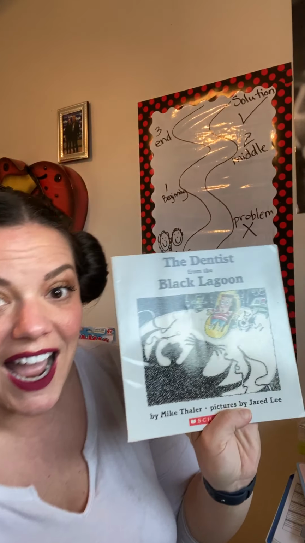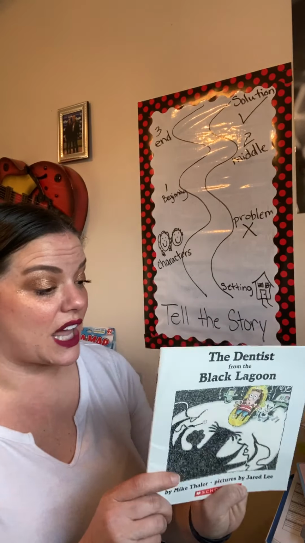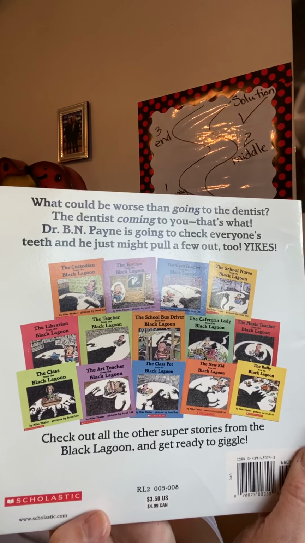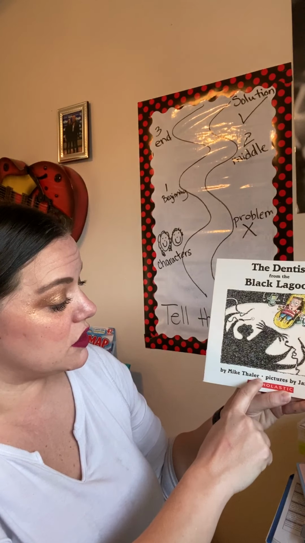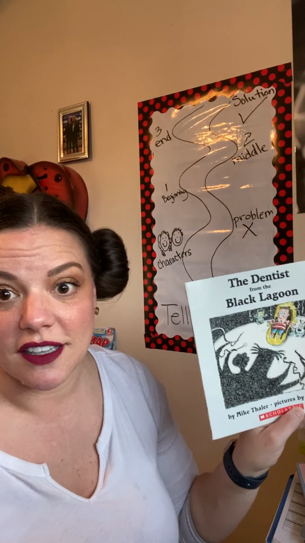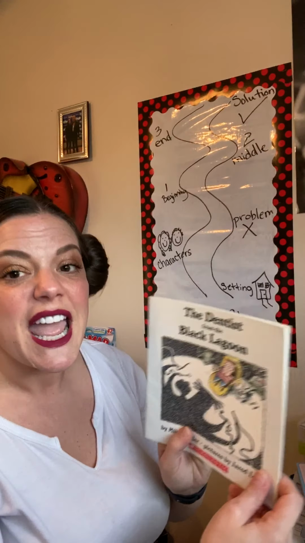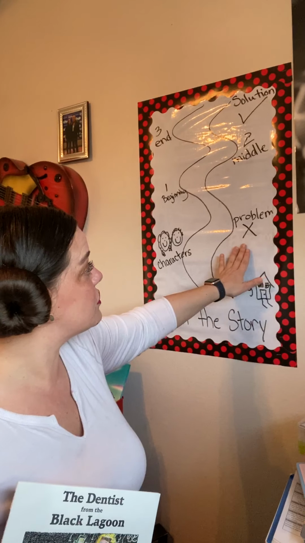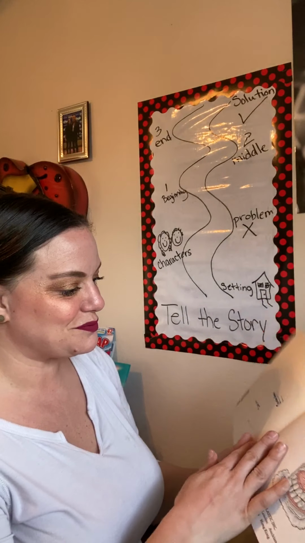Okay, the book I have is The Dentist from the Black Lagoon. And if you guys really like this, there are tons of books about this Black Lagoon. So, this book is by Mark Thaler and pictures by Jared Lee. Let's see what The Dentist from the Black Lagoon is all about. And be thinking about these things in the story path. The setting, the characters, the problem, beginning, middle, and end, and the solution. All right, let's go.